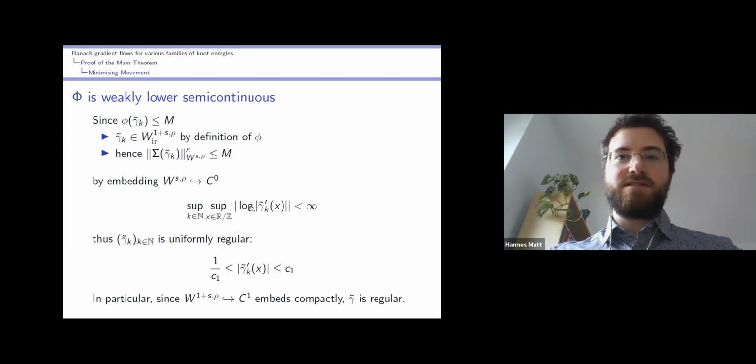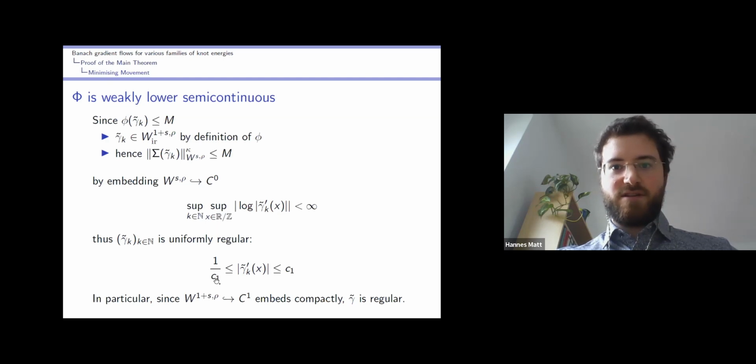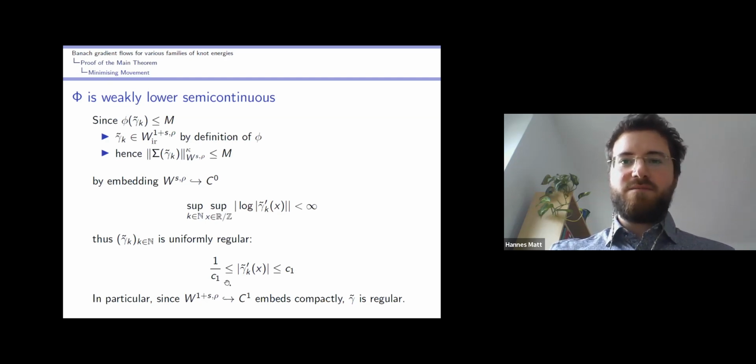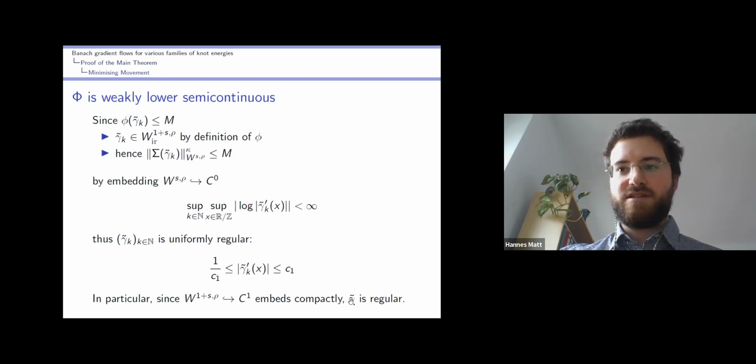And since we inserted the logarithm, we get the uniform regularity of these gamma tilde k's, in the sense that this little C1 here exists. One immediate consequence is that, because we have this embedding into the space of continuously differentiable functions, we get from the weak convergence of gamma k to gamma tilde that we also have strong convergence in C1, and therefore, applying this convergence to this inequality here, we get the regularity of gamma tilde.